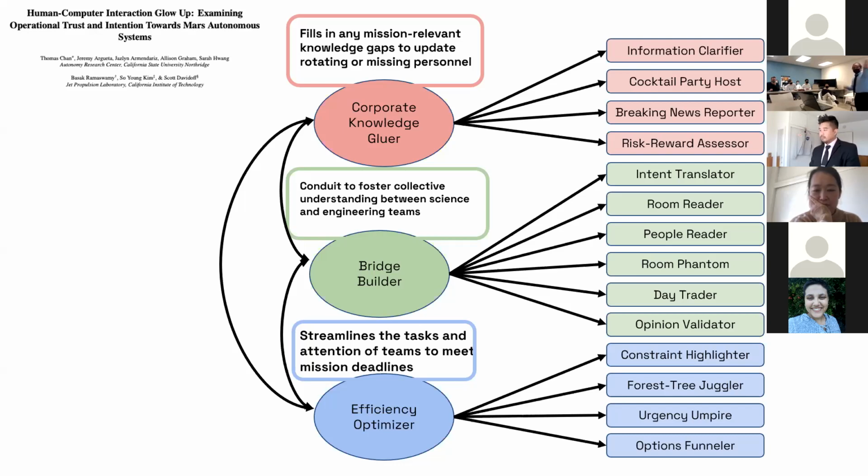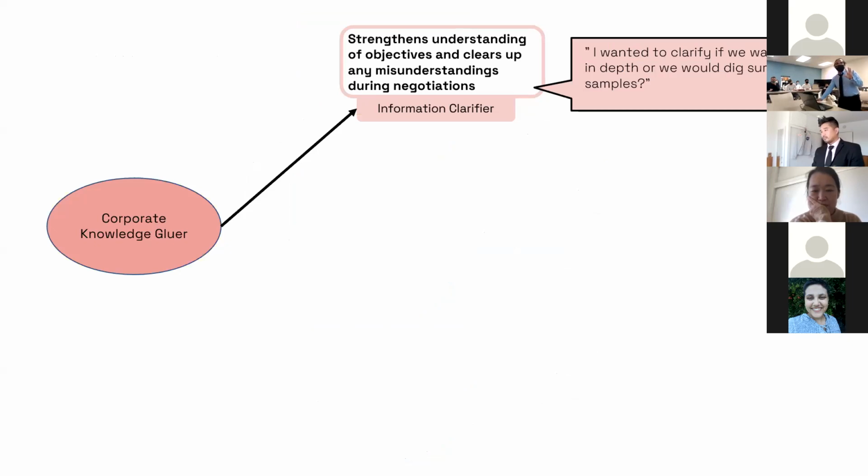And we'll go over one example of the operationalized functions. We'll start off with information clarifier. Information clarifier strengthens understanding of objectives and clears up any misunderstandings during negotiations. And that's a quote from the Europa Sim: "I want to clarify if we want to dig in depth or dig at the surface." So these are the types of functions that we're looking for throughout the sim.